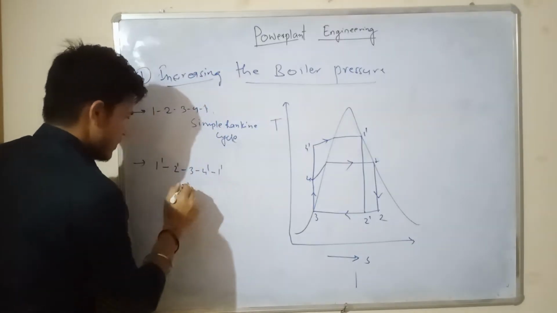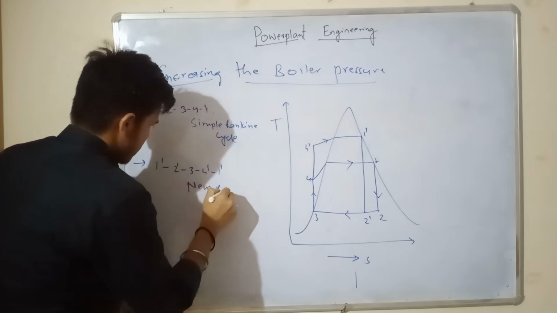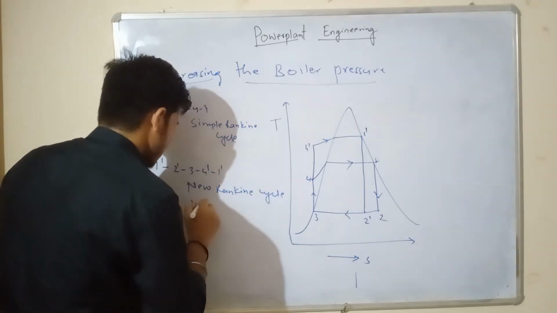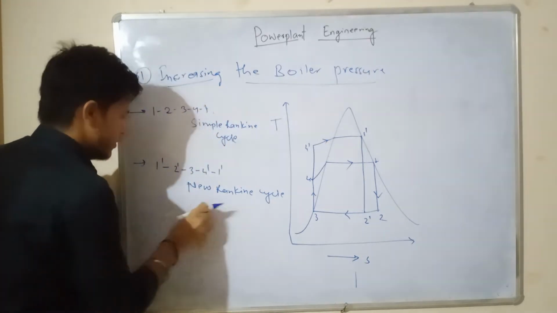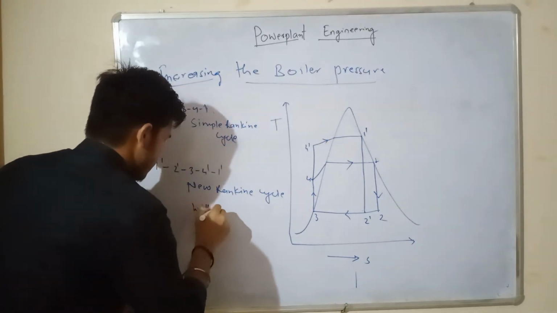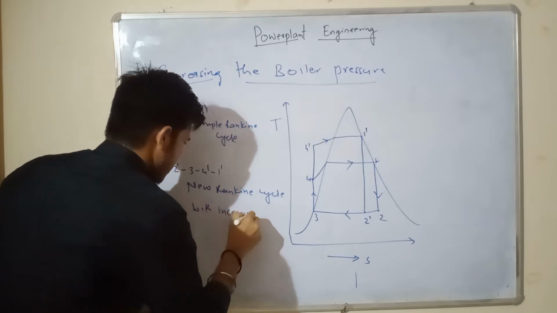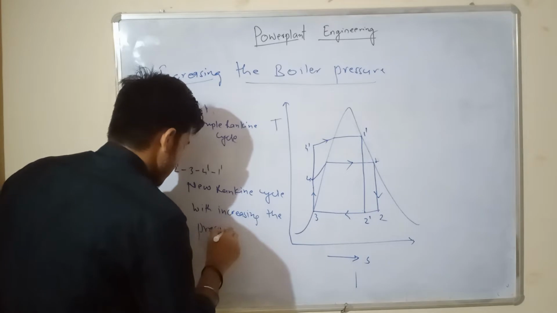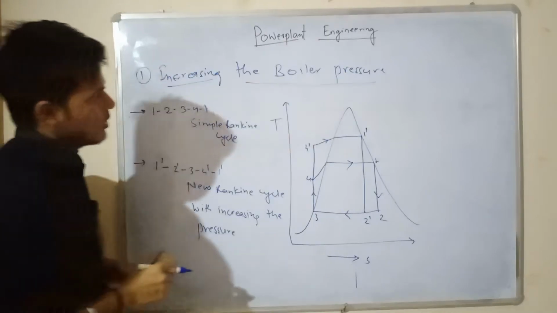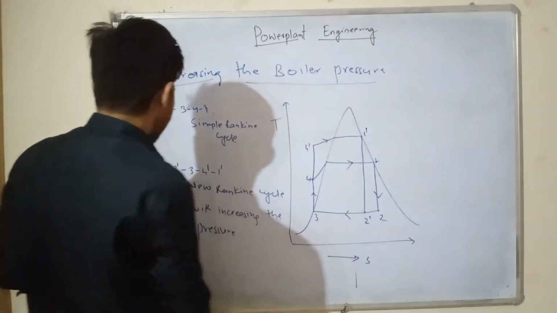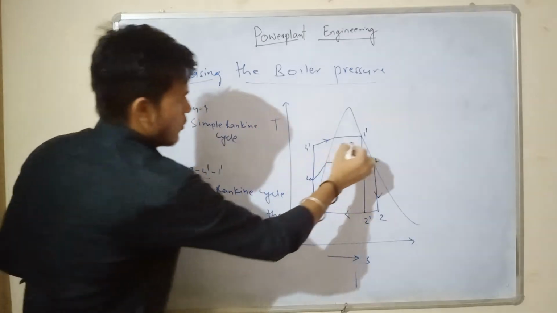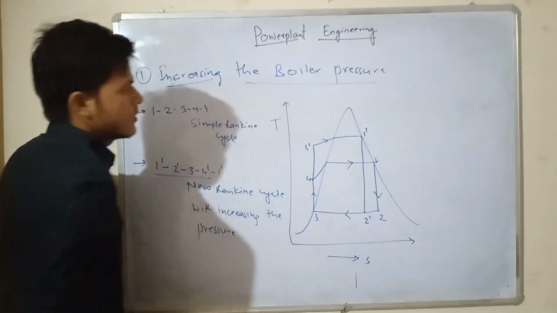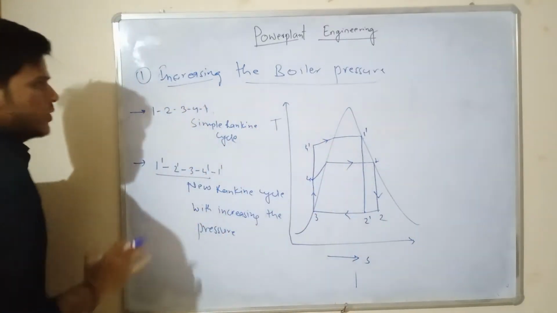A new Rankine cycle with increasing the pressure. Okay, after increasing the pressure, the TS diagram formation, the cycle formation is like this: 1 dash, 2 dash, 3 dash, 4 dash, and 1 dash. Okay, this is a new Rankine cycle.